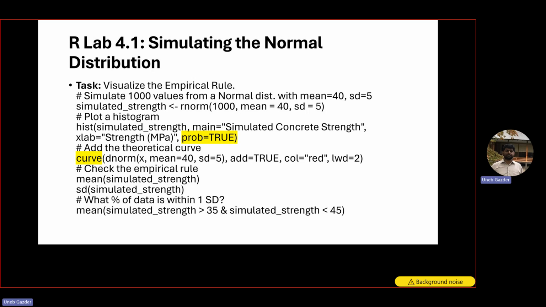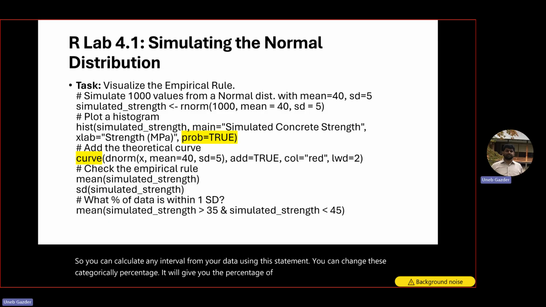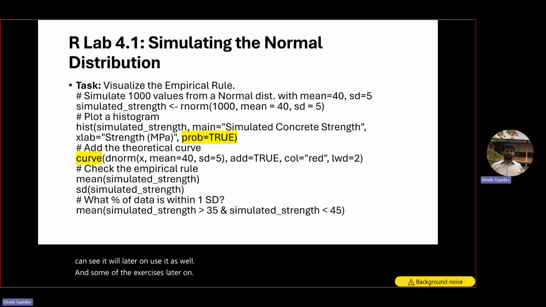Okay. So you can calculate any interval from your data using this statement. You can change these values, calculate the percentage. It will give you the percentage of data. Okay, so this can be very helpful. You will later on use it as well, in some of the exercises later on. I have it. I can give it to you.